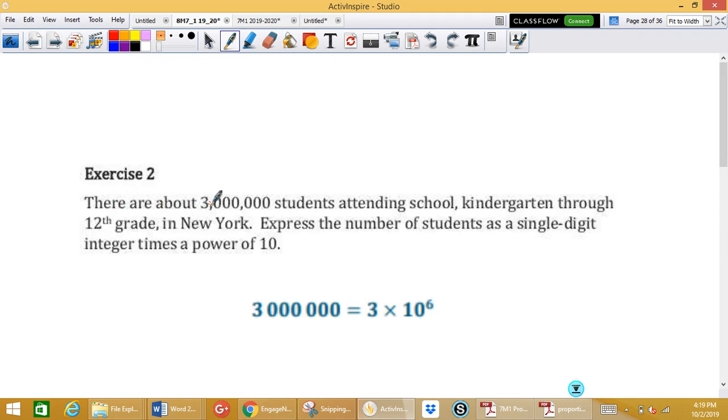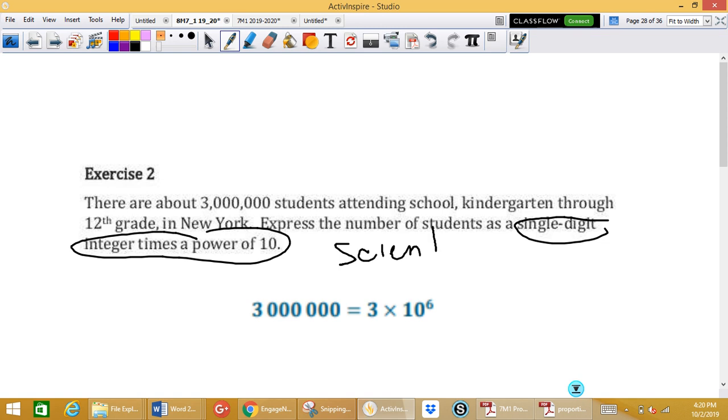There are about 3 million students attending school, kindergarten through 12th grade in New York. Express this number as a single digit integer times a power of 10. So basically that just means a single digit integer times a power of 10. That means scientific notation. So we start here, 1, 2, 3, 4, 5, 6. So it'd be 3 times 10 to the 6th.